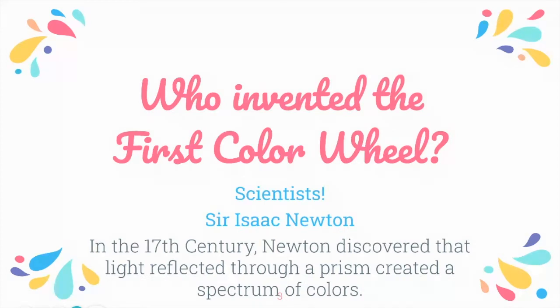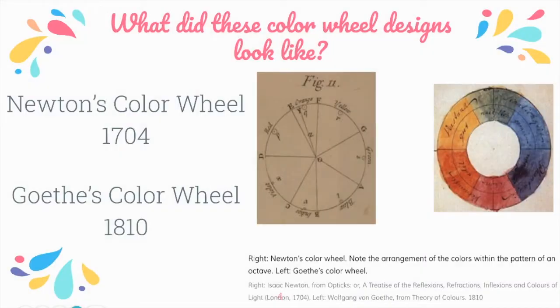Who invented the first color wheel? Scientists invented them. The first one was created by Sir Isaac Newton. In the 17th century, Newton discovered that light reflected through a prism created a spectrum of colors.